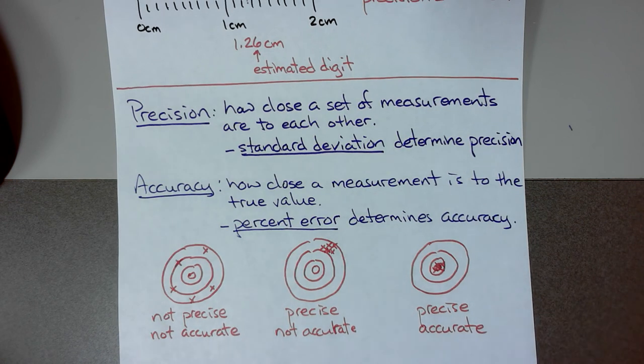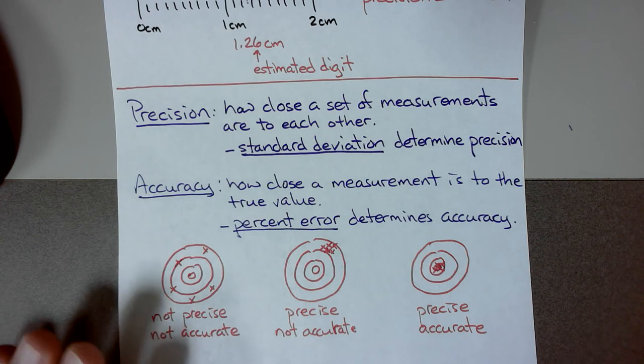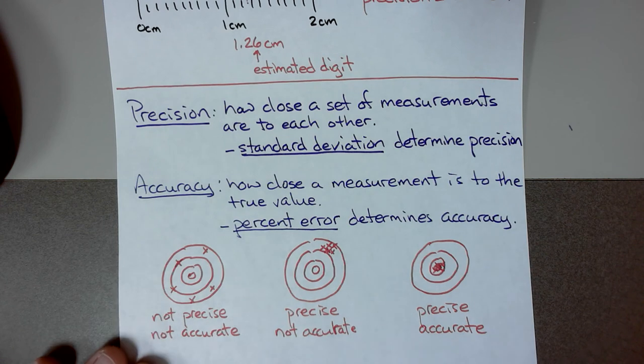Now that's using targets to explain this, but we don't use targets in chemistry. We collect data from measurements. So let's look at how this works when we look at data from measurements.